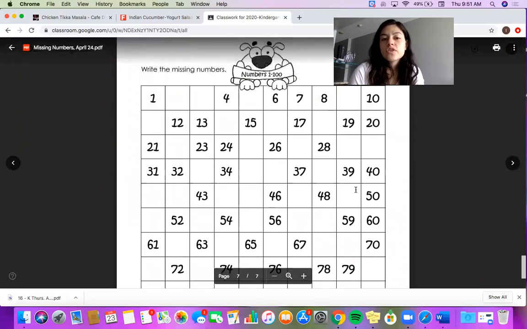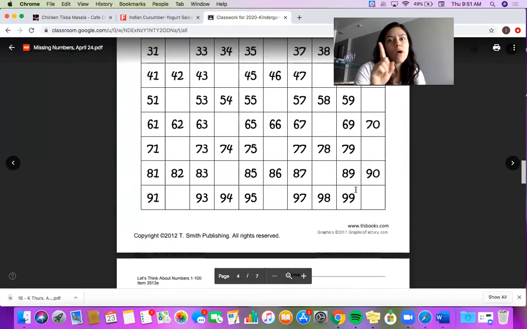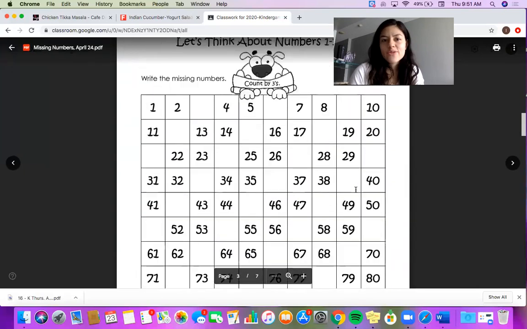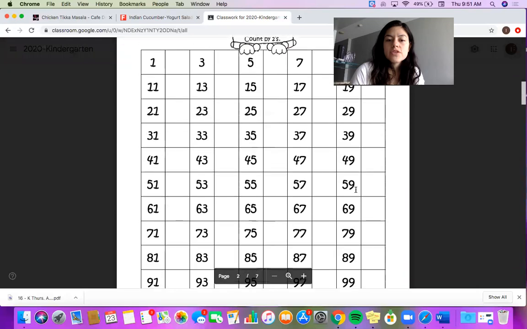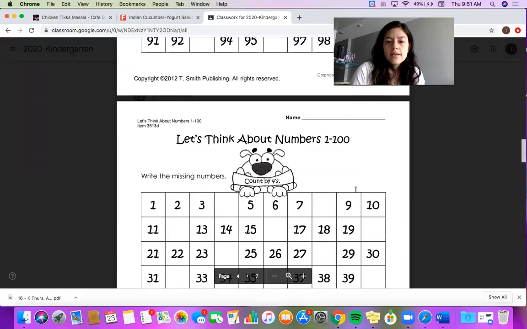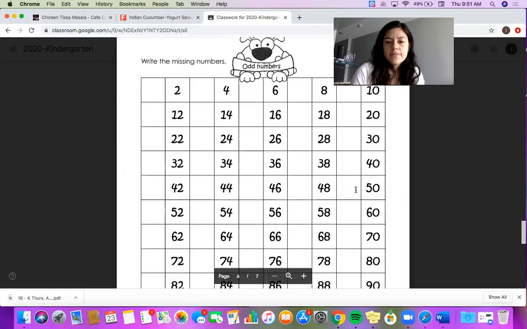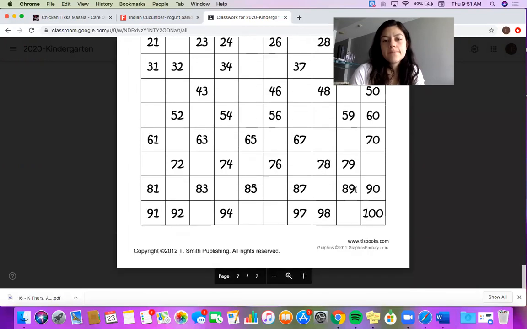So what I'd like you to do for this worksheet, I want you to pick one. You do not have to do all of these. That would take you all day. Pick the one you're interested in and just complete one.